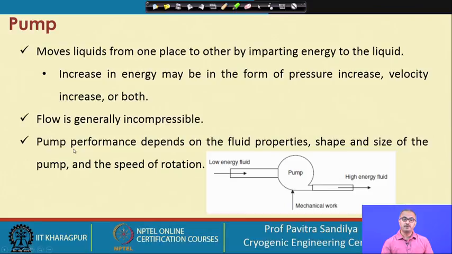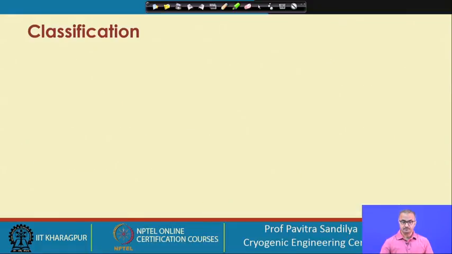Now the performance of these pumps depends on the type of fluid we are handling, the shape and size of the pump, and the rotational speed if there is any kind of rotation. In this schematic diagram we can see that a low energy fluid is going through the pump, and we are putting some mechanical work into the pump, and that is how we are able to increase the energy of the outgoing fluid.